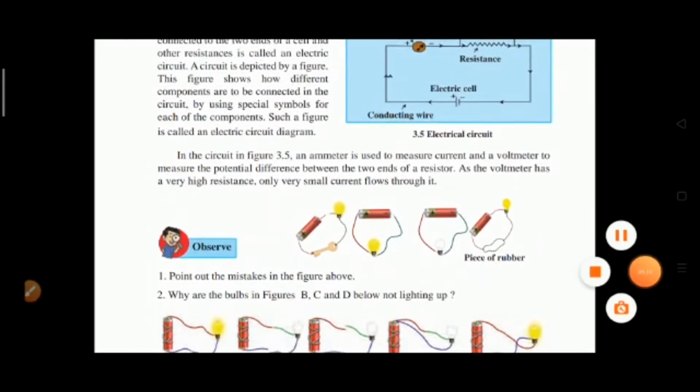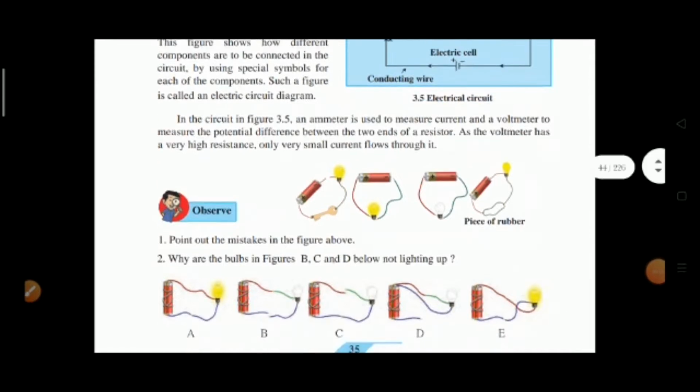And in the next video, we'll be continuing with how the electric circuit is made and how the wires are connected and what is the use of the resistance and all things.